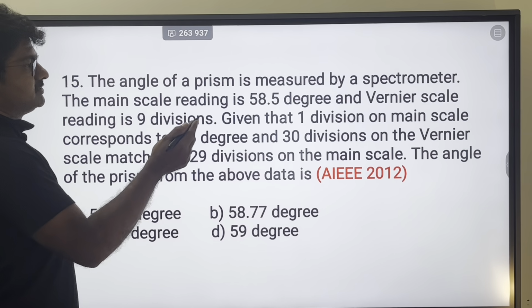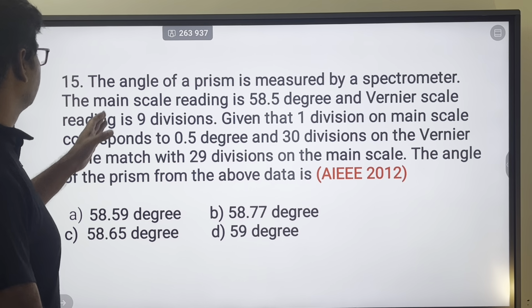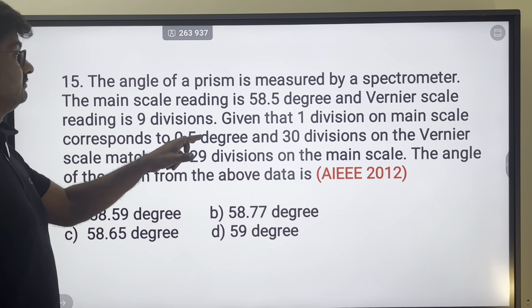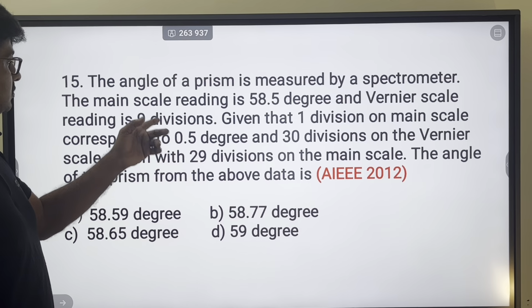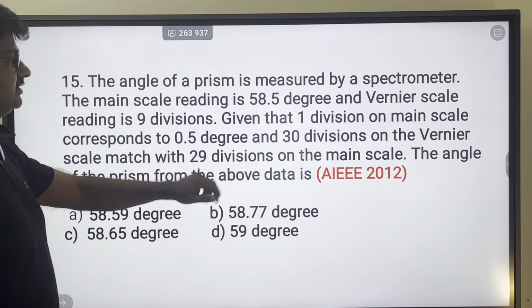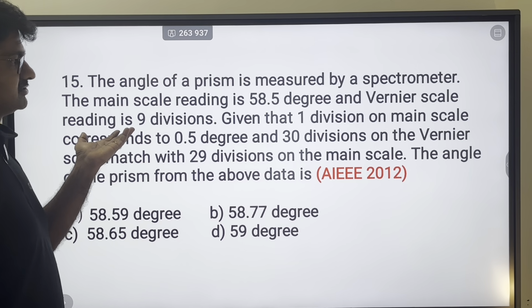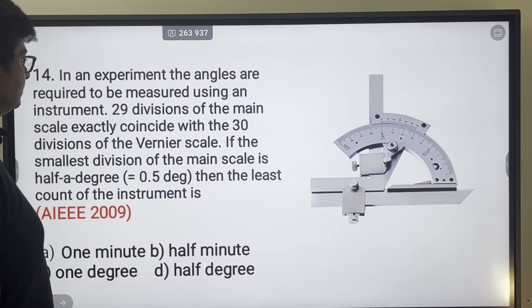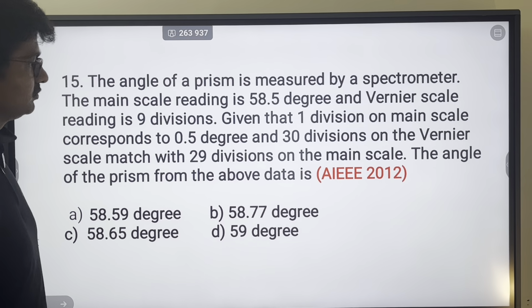The angle of a prism is measured by a spectrometer similar to vernier calipers. The main scale reading is 58.5 degrees and the vernier scale reading is 9 divisions. Given that 1 division on the main scale corresponds to 0.5 degrees, 1 MSD is 0.5 degrees, and 30 divisions on the vernier scale match with 29. It is the same problem you have seen in the previous case, given in AIEEE 2012.